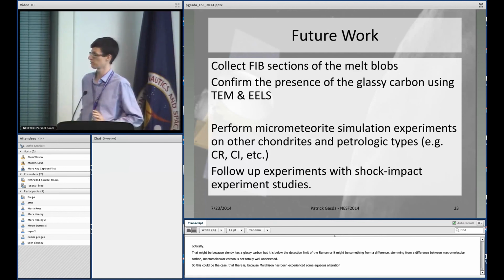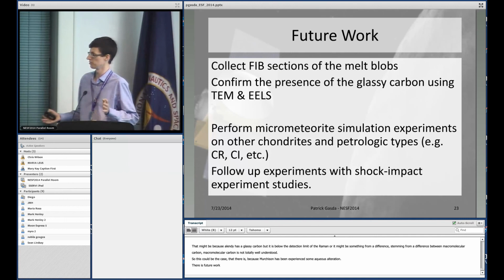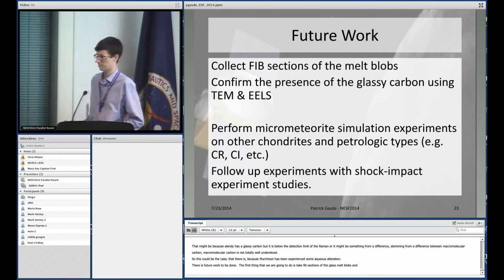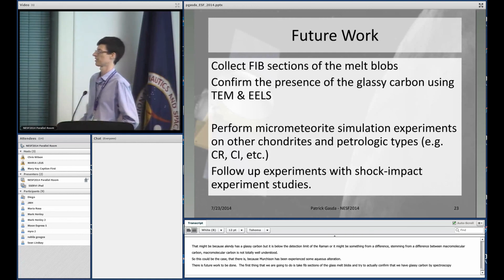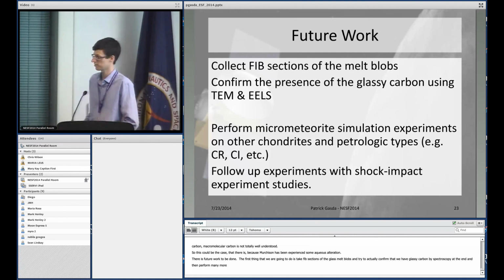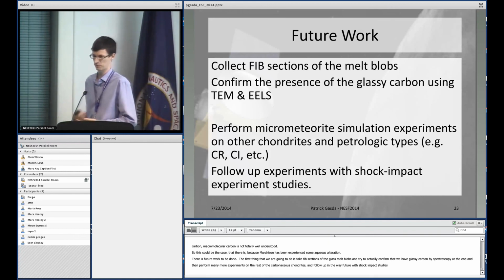So there's a lot of future work to be done. The first thing that we're going to do is take FIB sections of these glass melt blobs and then try to actually confirm that we have glassy carbon by spectroscopy in a TEM, and then perform many more experiments on the rest of the carbonaceous chondrites, and then follow up in the far future with shock impact studies to try to understand what shock adds to this equation. And that's it.